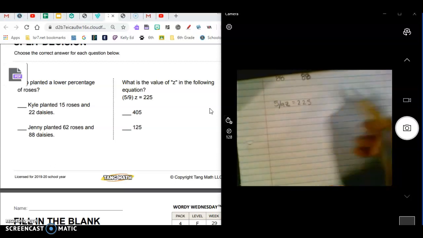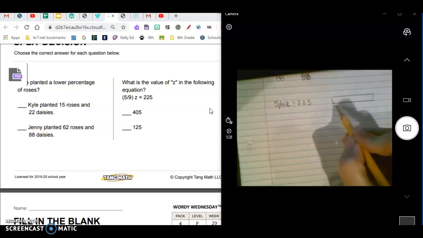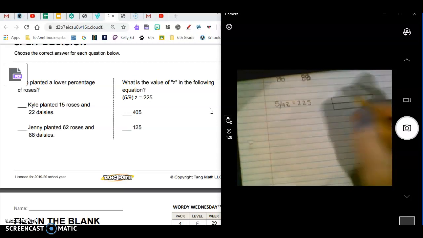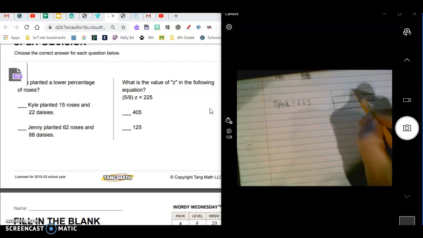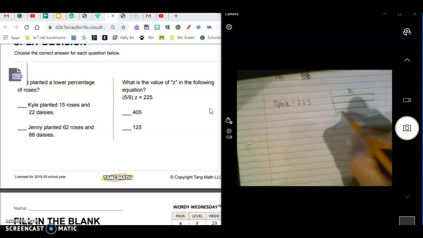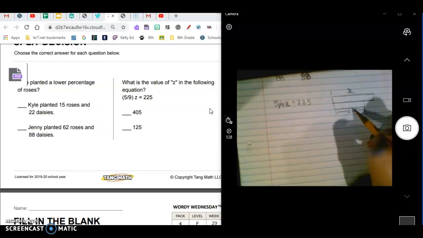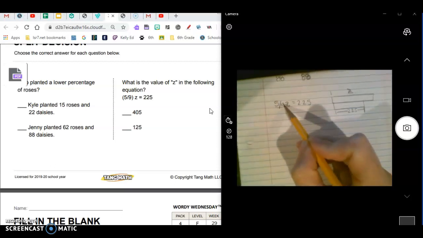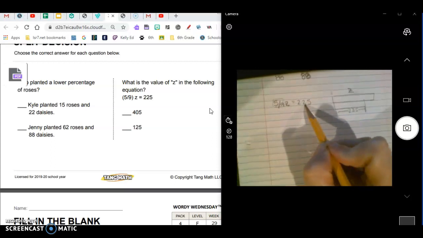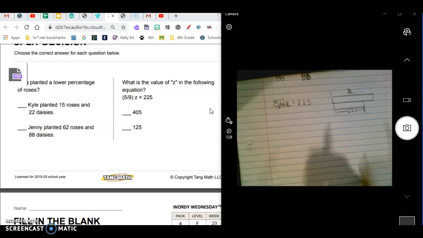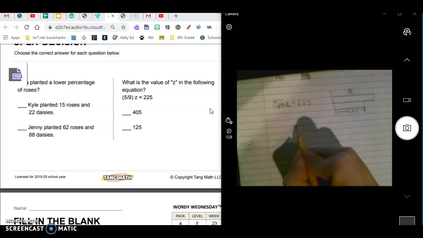So 5/9 of z means that z is here, and then I'm only taking this part of it. So if this is z, this part up here is z, and this part is 5/9, that's 225. Z has to be bigger than 225, because if I'm taking a part or a fraction of z and still end up with 225, then that tells me that z has to be more than 225. So I know it has to be 405. If I wanted to do the work, I could do that also.